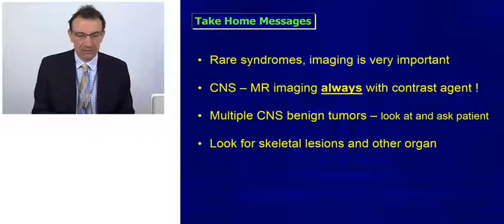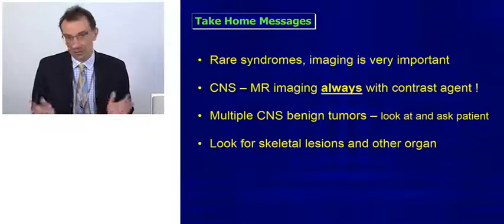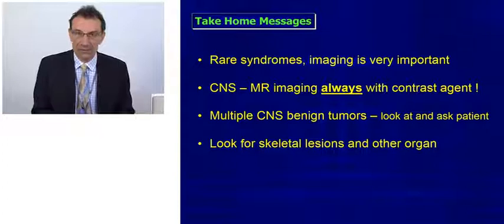First of all, those phakomatoses are quite rare, but imaging is really important, and it can happen that it's the first evaluation method of the patient, so we have to be aware of it, and we have to know at least the most common types here. And if we image the central nervous system with MR, we should always use a contrast agent. As you have seen, there can be many tumors, some of them very small, so the application of the contrast should be absolutely mandatory here.